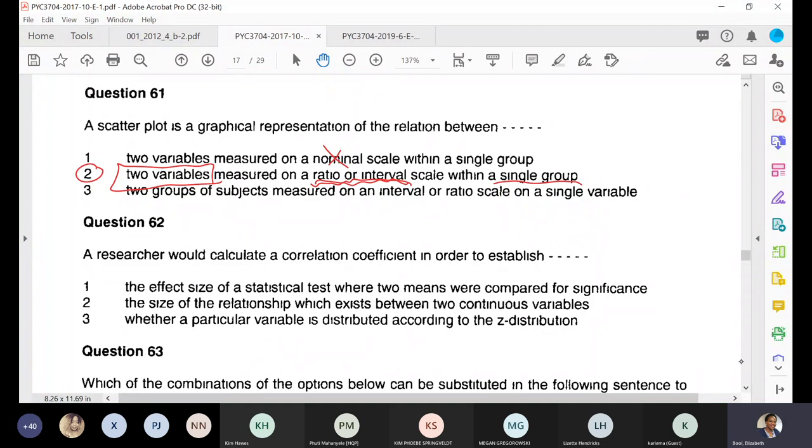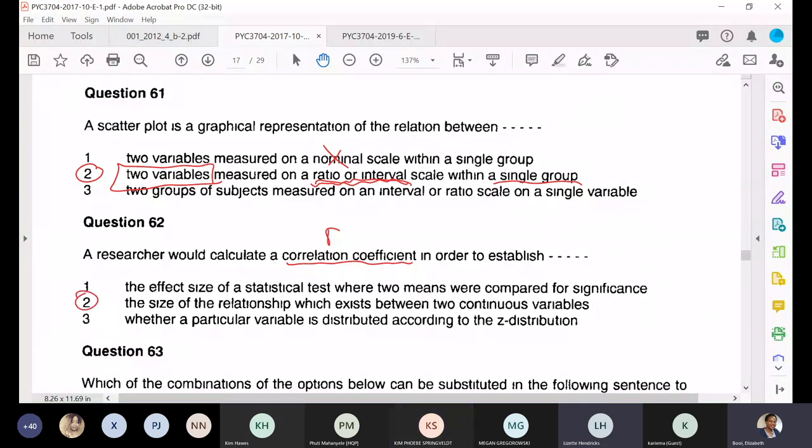A researcher will calculate a correlation coefficient, which is R, in order to establish what? What does the correlation coefficient tell you? One, the effect size of the test statistic where the two means were compared to be significant. Two, the size of the relationship which exists between two continuous variables. Three, which particular variable is distributed according to the Z distribution. One, two, or three?